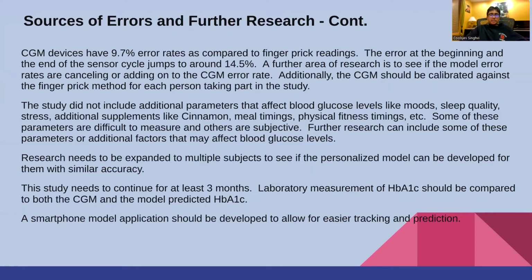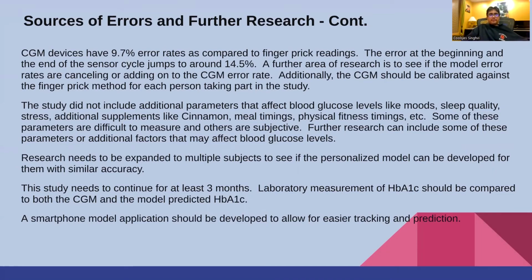There are also additional parameters that affect blood glucose levels, like mood, sleep quality, stress, additional supplements like cinnamon, meal timings, and physical fitness timings. Some of these are difficult to measure and others are subjective, but further research could include some of these, as they do affect blood glucose levels. The research could expand to multiple subjects rather than just one, to see if the accuracy carries over. The study should be continued for about 3 months, and a smartphone application should be developed for easier tracking and prediction.